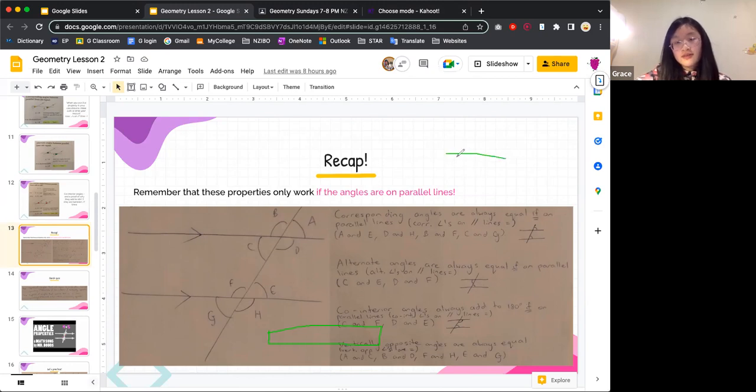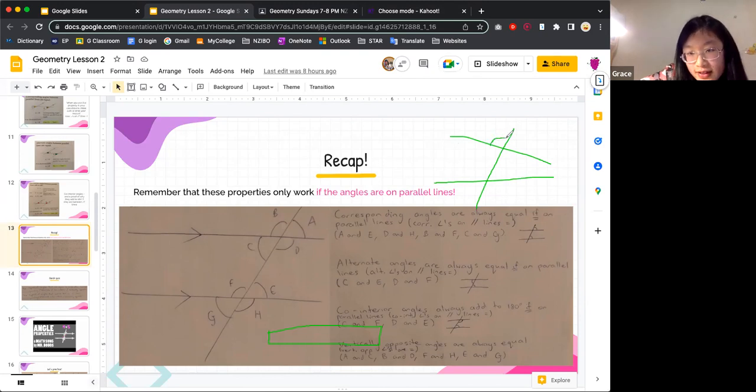So for example, you might have a diagram like this, and you might look at it and say, oh, there's corresponding angles over there, so they should be equal. But be careful, because these two lines are not parallel, right? So it wouldn't work. Cool.